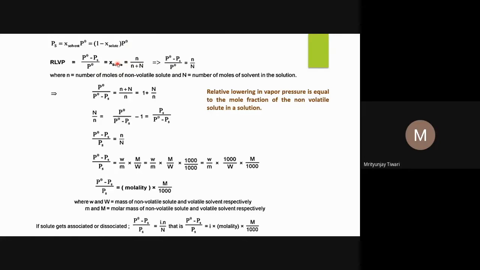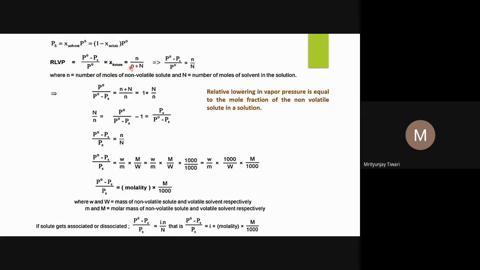Now this X solute is the mole fraction of the solute. And we know what the mole fraction is: the number of moles of the solute divided by the total number of moles of all the substances present in the solution. This is a binary solution, and in a binary solution only one solute and one solvent are there. So the mole fraction of solute will be equal to the number of moles of solute divided by the number of moles of solute plus the number of moles of solvent.